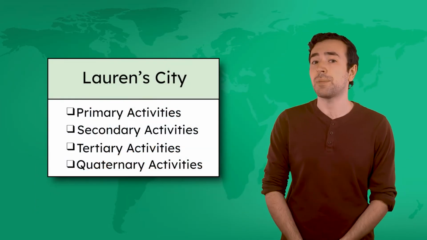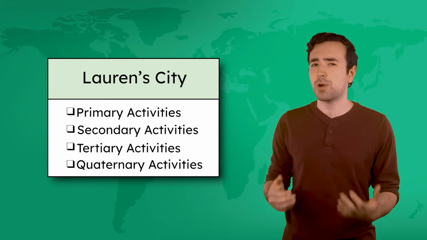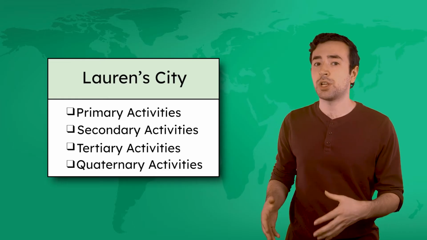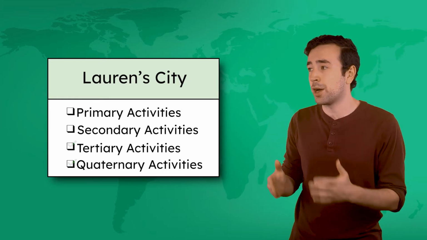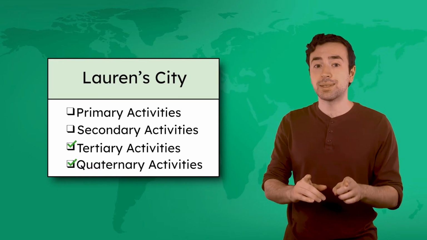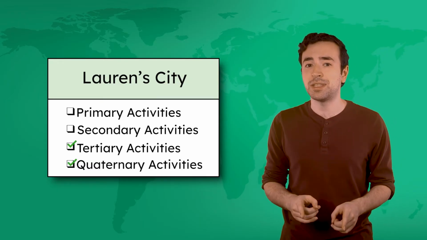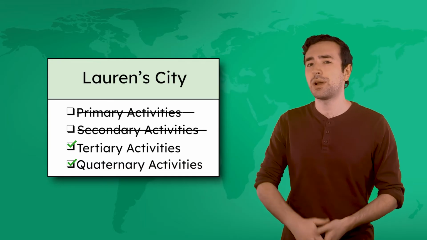So, let's recap. To support her business, Lauren will probably be able to access many of the tertiary and quaternary activities she'll rely on within her city. But the primary and secondary activities will likely take place somewhere else.